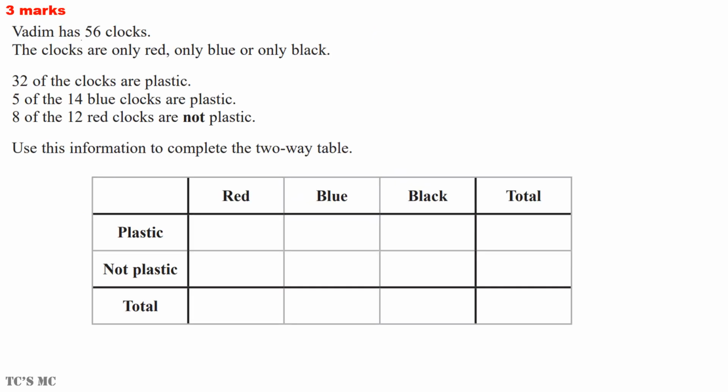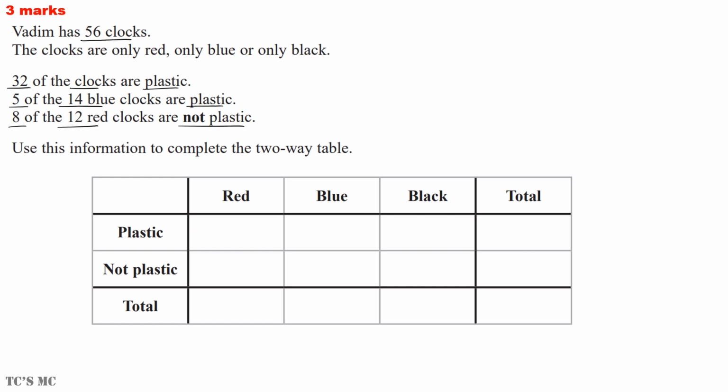Vadim has 56 clocks. The clocks are only red, only blue, or only black. 32 of the clocks are plastic. 5 of the 14 blue clocks are plastic. 8 of the 12 red clocks are not plastic. Use this information to complete the two-way table.